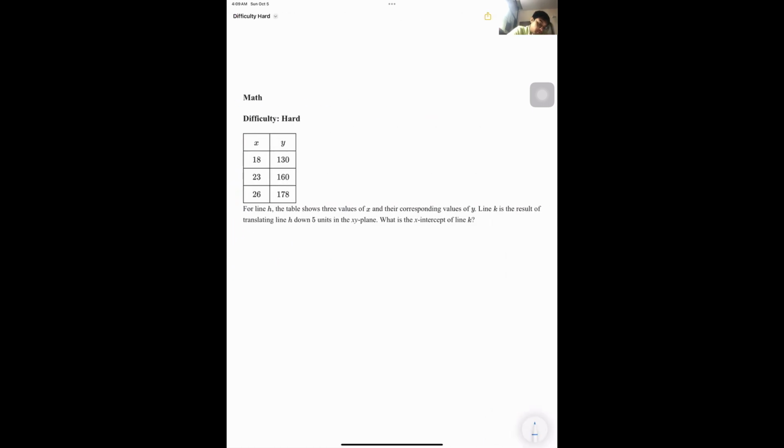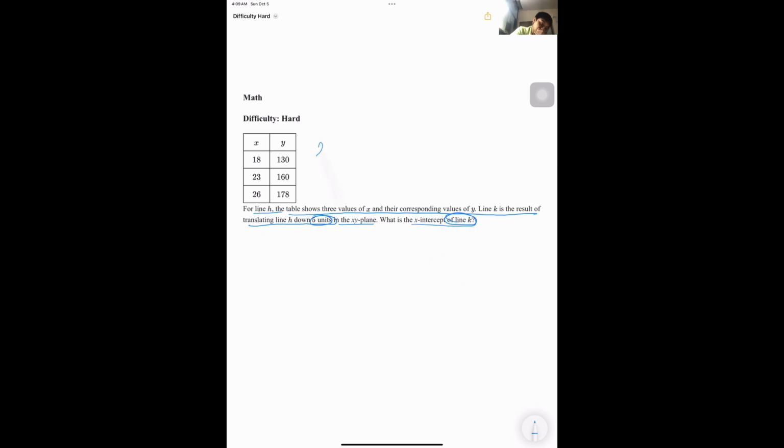Question number 5. For line H, the table shows 3 values of x and their corresponding values of y. Line K is the result of translating line H down 5 units in the xy-plane. What is the x-intercept of line K?